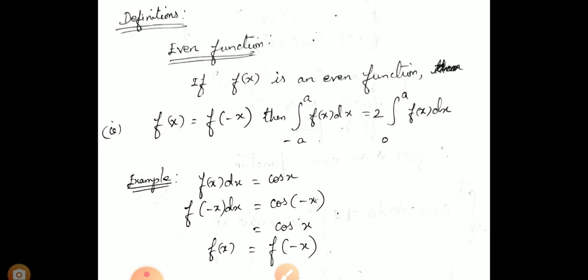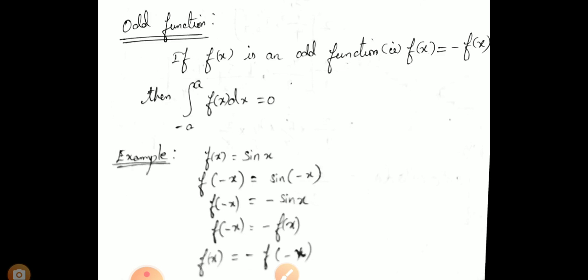If f of x is an even function, that is f of x is equal to f of minus x, then the integral over minus a to a of f of x dx can be written as 2 into the integral of 0 to a of f of x dx. This is the even function. For example, f of x equal to cos x. Cos x is an even function, we know already. So just apply f of minus x: cos of minus x can be written as cos x. After applying the minus x value in the cos term, you will get the positive cos x only. So it can be written as f of x is equal to f of minus x.